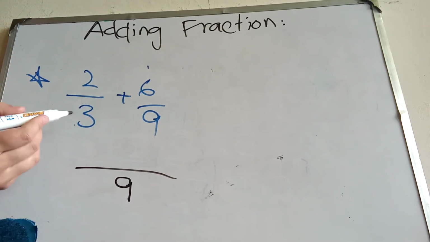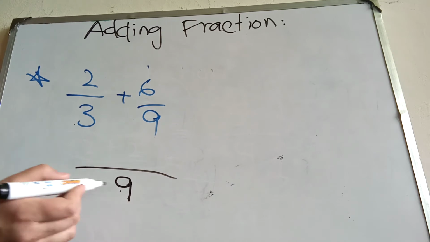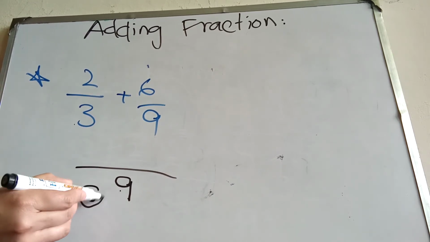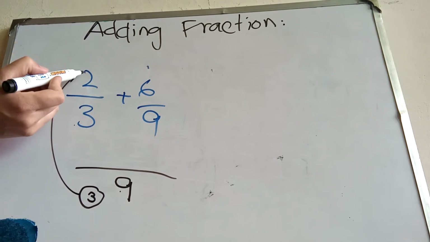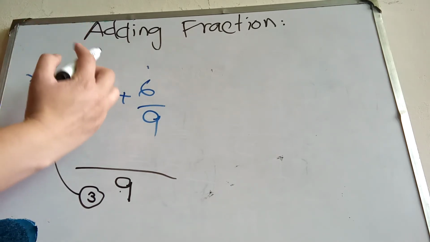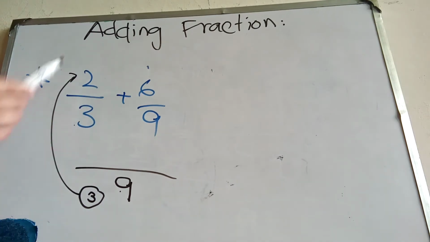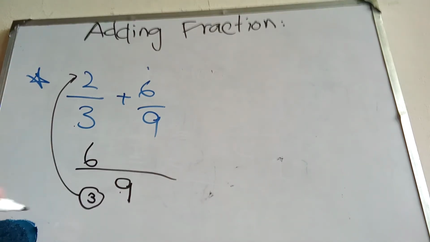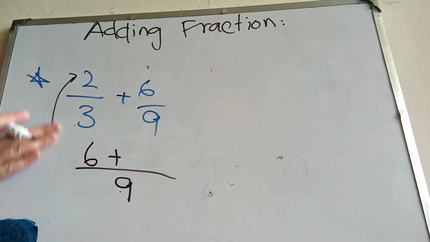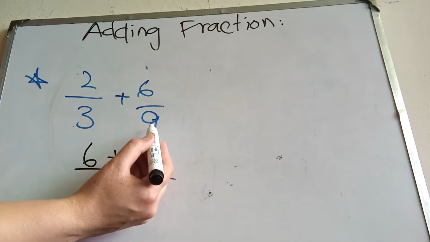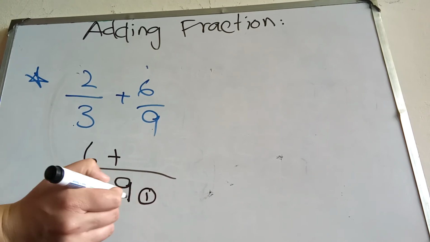Now 3 times 3 is 9. So write this, multiply this with the numerator on the same side. So 3 times 2 is 6. Now the plus sign, remove this one. Then 9 times 1 is 9.